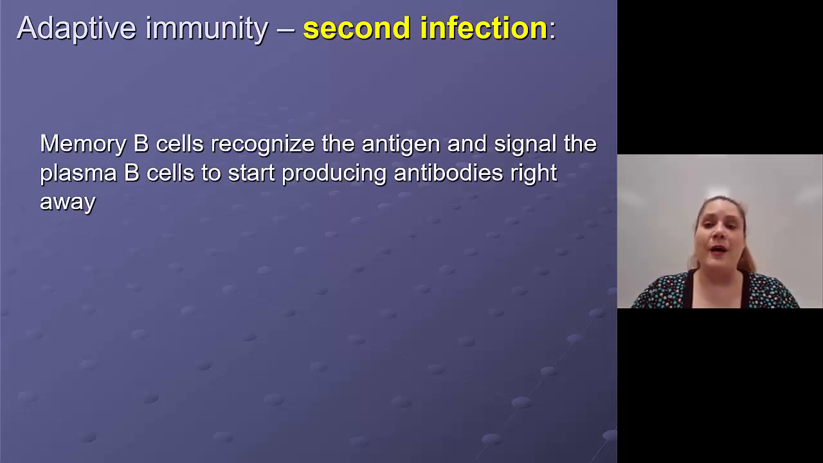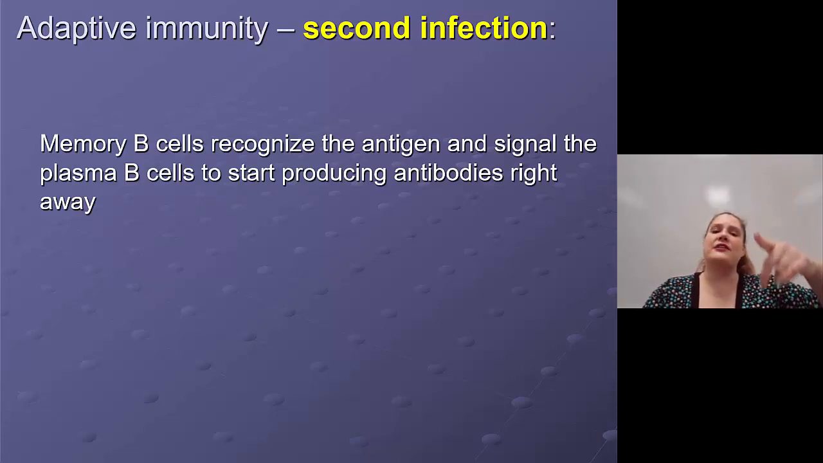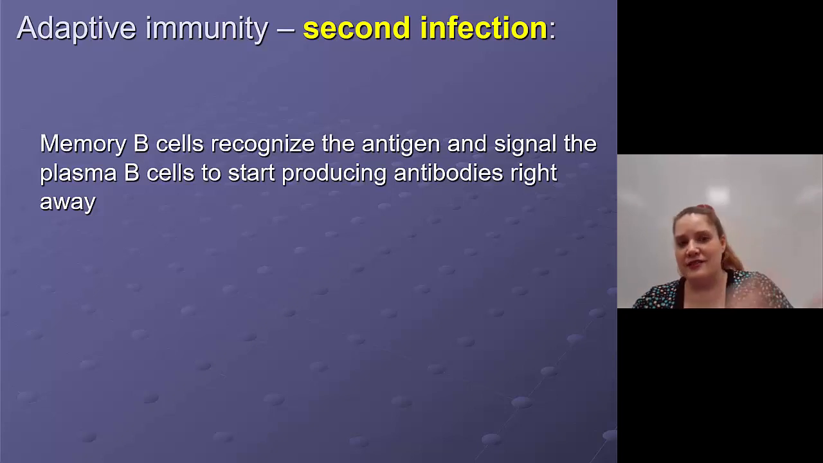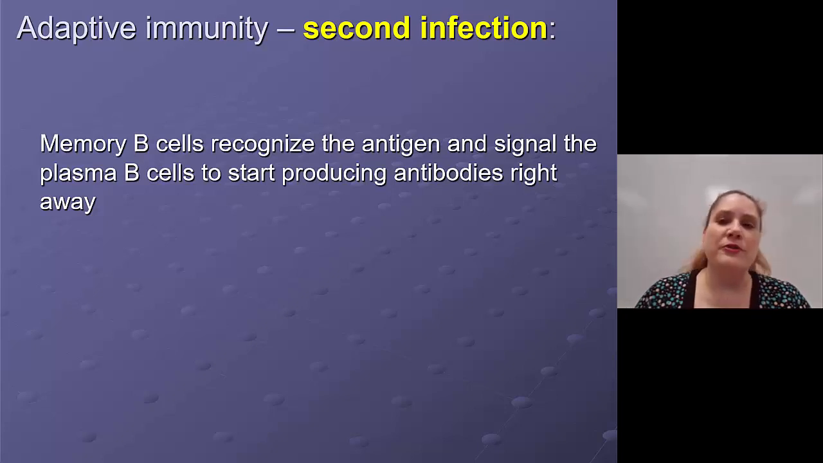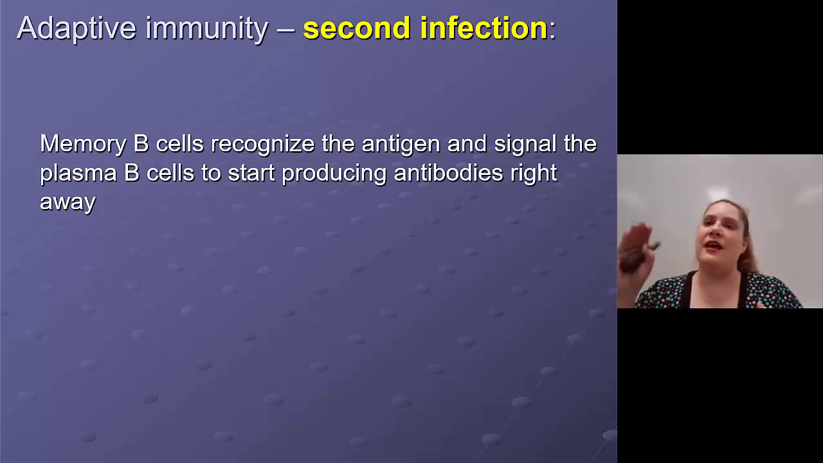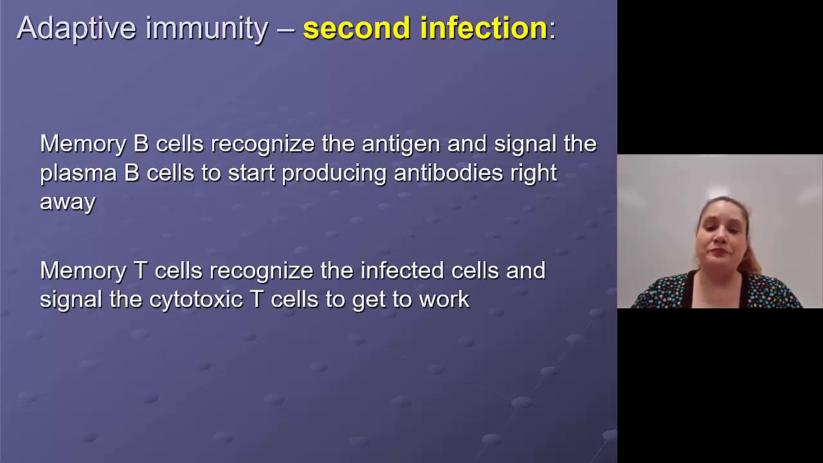Now what's going to happen is those memory B cells are going to be like, yo, I've seen you before. They're going to recognize the antigen and get the signal. They're going to signal the plasma B cells, get them to posse up, and start producing antibodies right away. We don't have to mess around with the naive B cells anymore; we don't need those guys. So the memory B cells hop in, they get the plasma B cells, and everybody starts attacking right away.